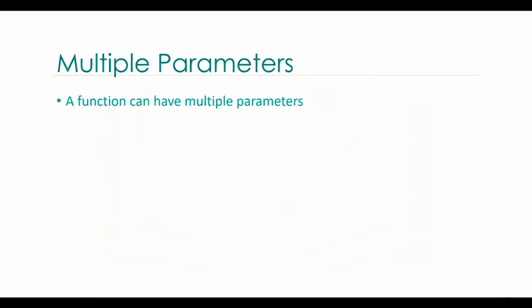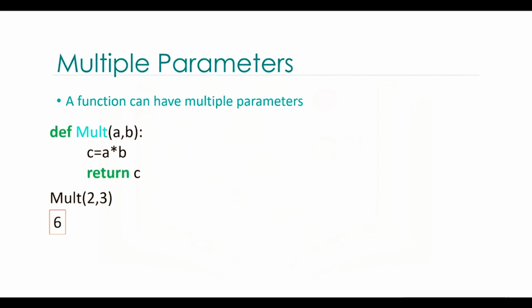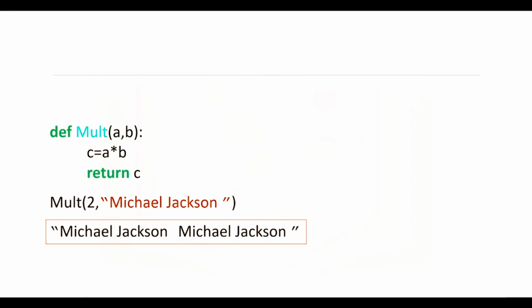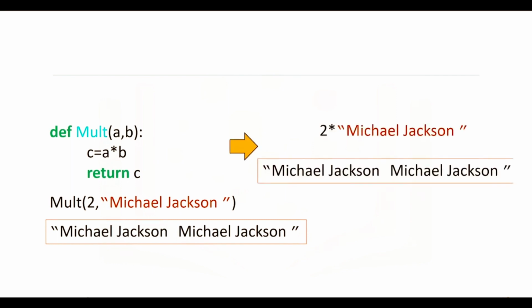A function can have multiple parameters. The function mult multiplies two numbers. In other words, it finds their product. If we pass the integers 2 and 3, the result is a new integer. If we pass the integer 10 and the float 3.14, the result is a float 31.4. If we pass in the integer 2 and the string Michael Jackson, the string Michael Jackson is repeated 2 times. This is because the multiplication symbol can also mean repeat a sequence.